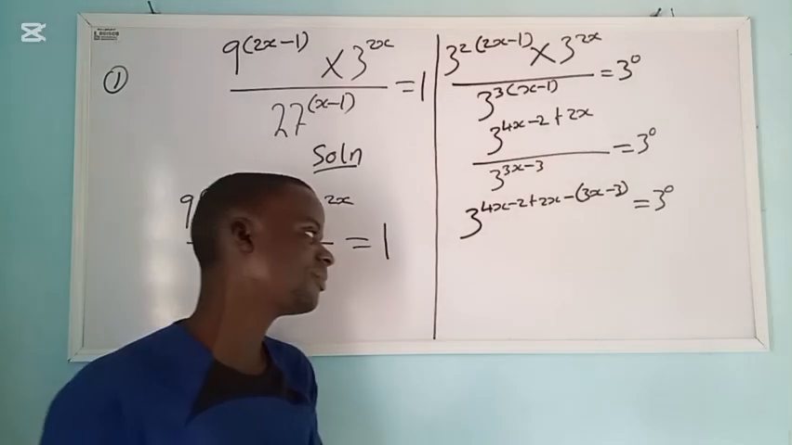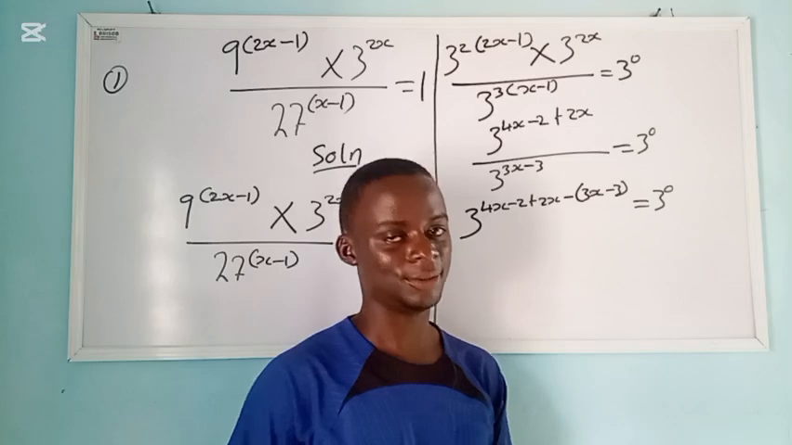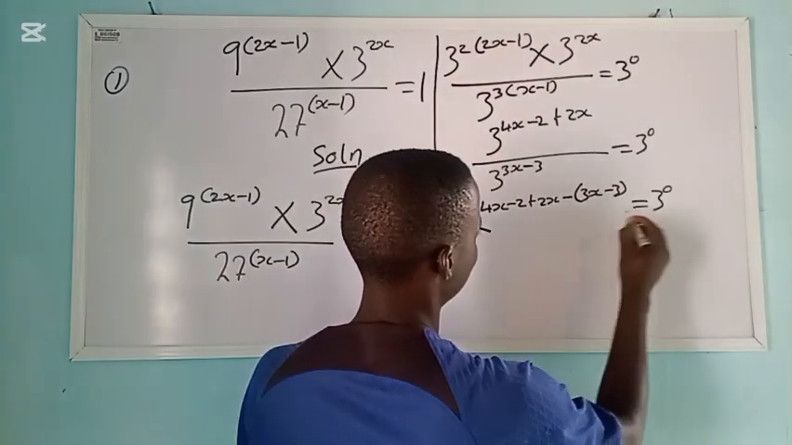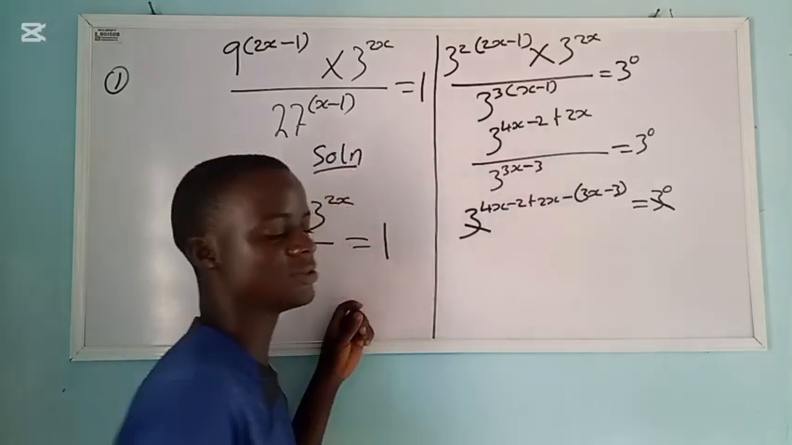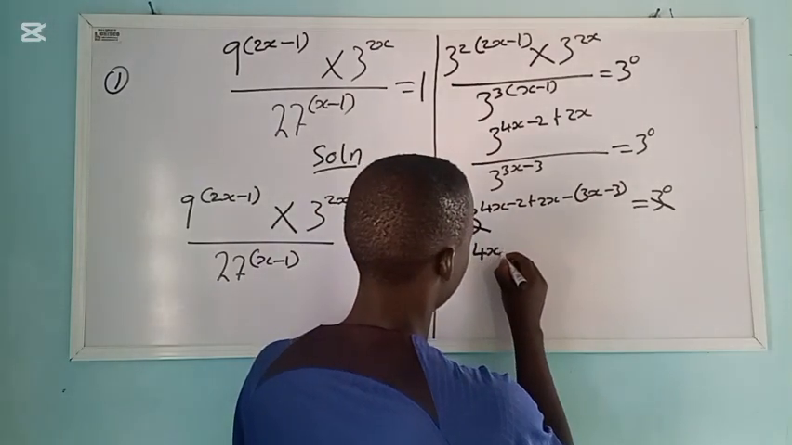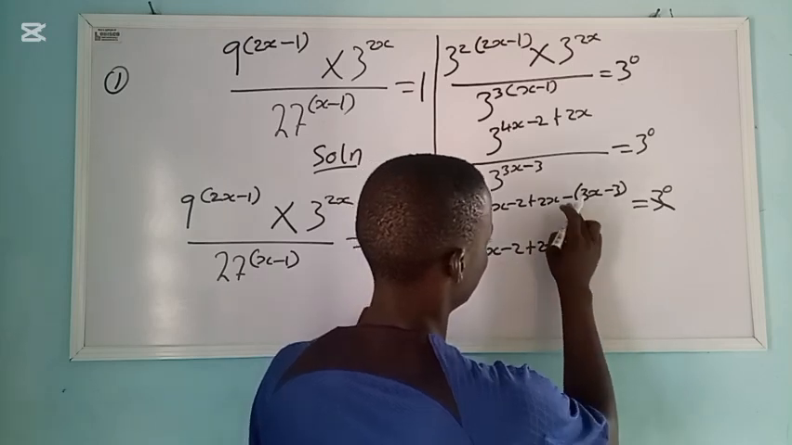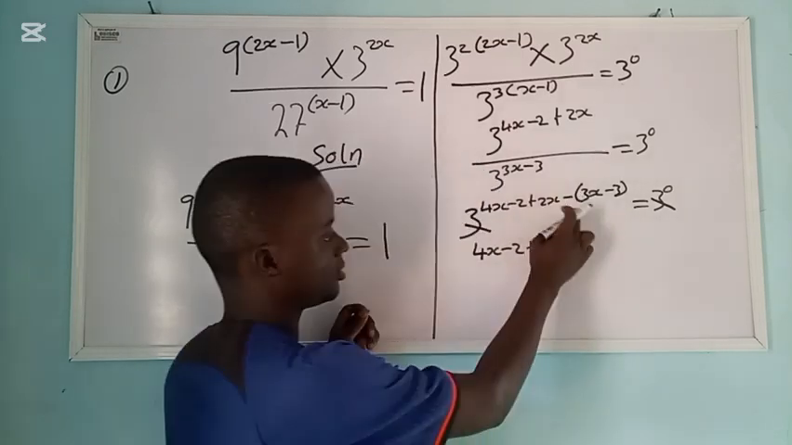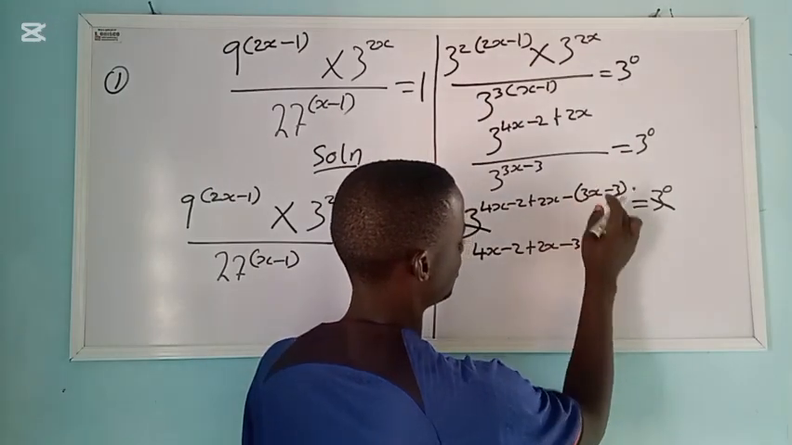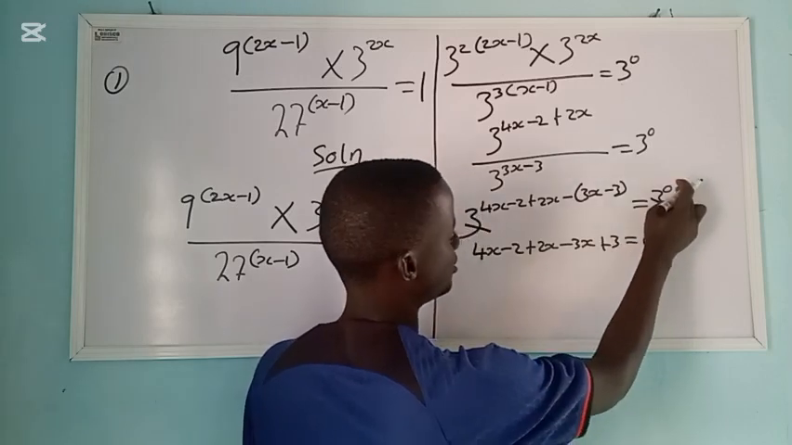So now, you see that the bases of this one are the same. You take it away. All these bases cancel. So we will have 4x minus 2 plus 2x, now minus times 3x will have minus 3x, minus times minus will be plus 3, is equal to 0.